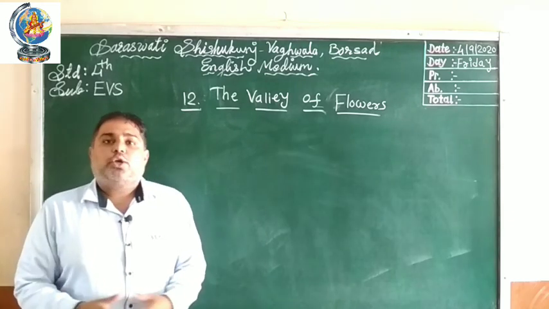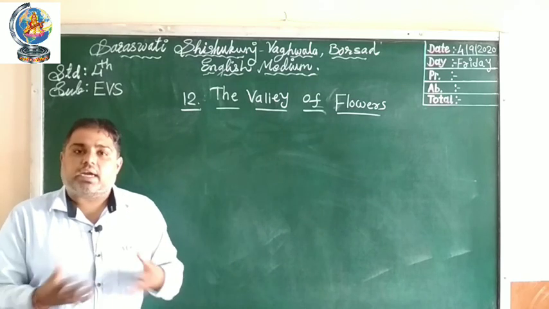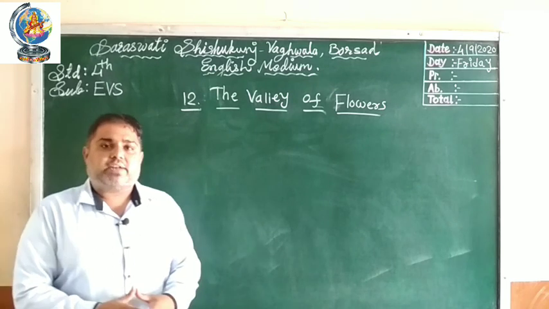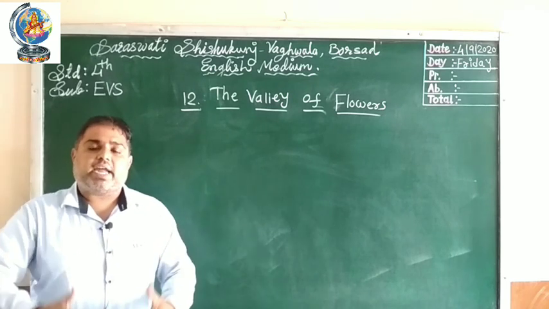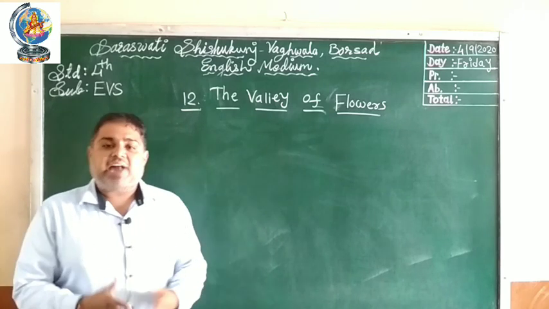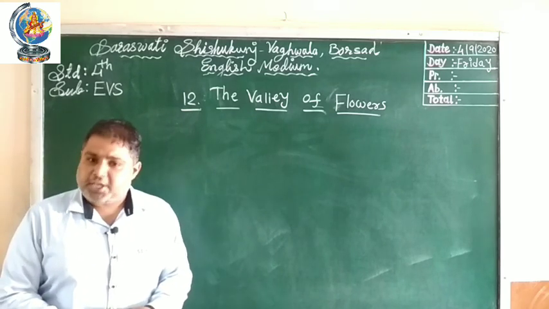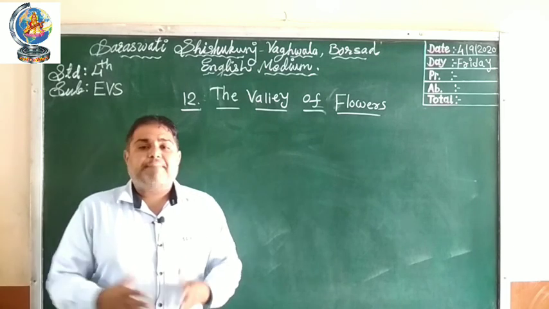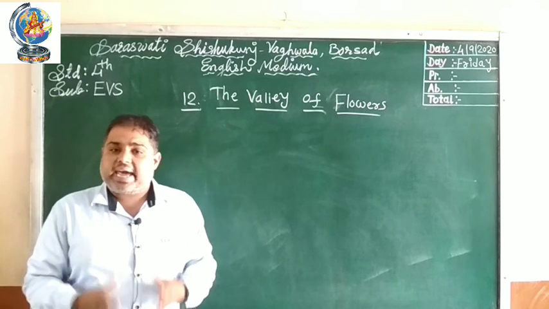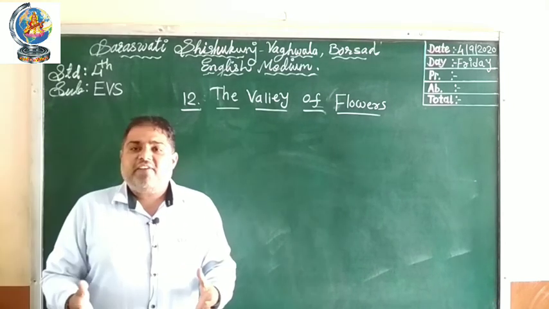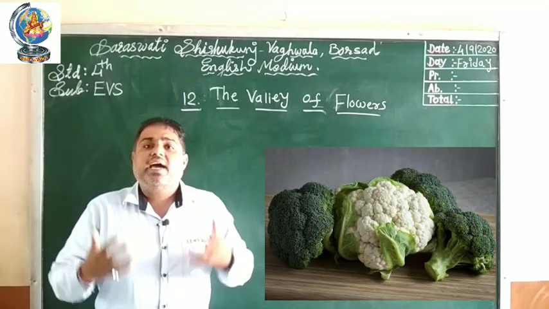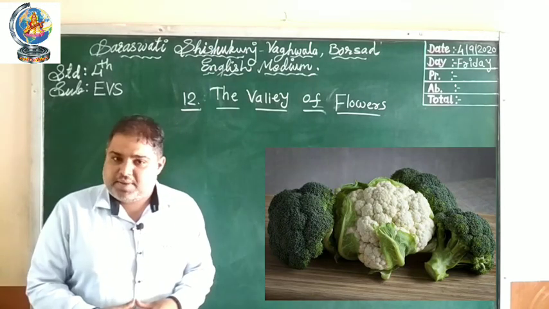And students, you also learned about the different uses of flowers. Students, let me tell you that flowers are used for different purposes. The first point is flowers are also eaten. So in many states, students, you find that flowers are cooked as vegetables. Cauliflower and broccoli flower, we are all eating as vegetables.